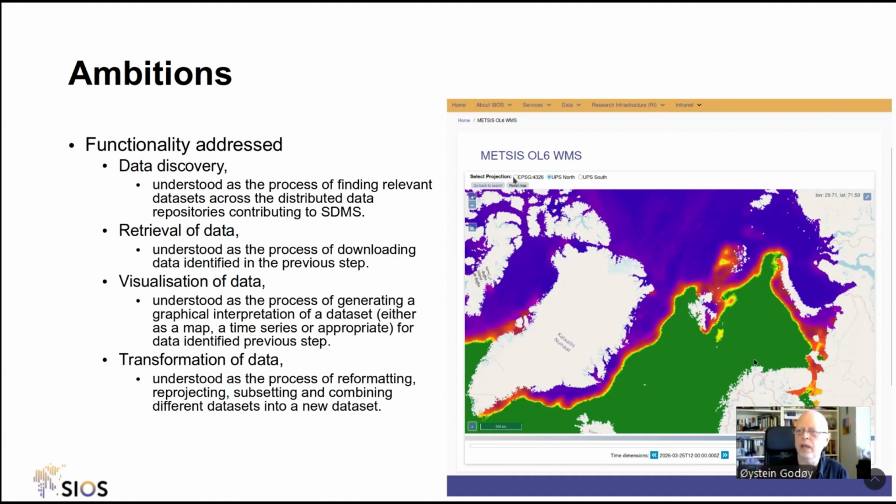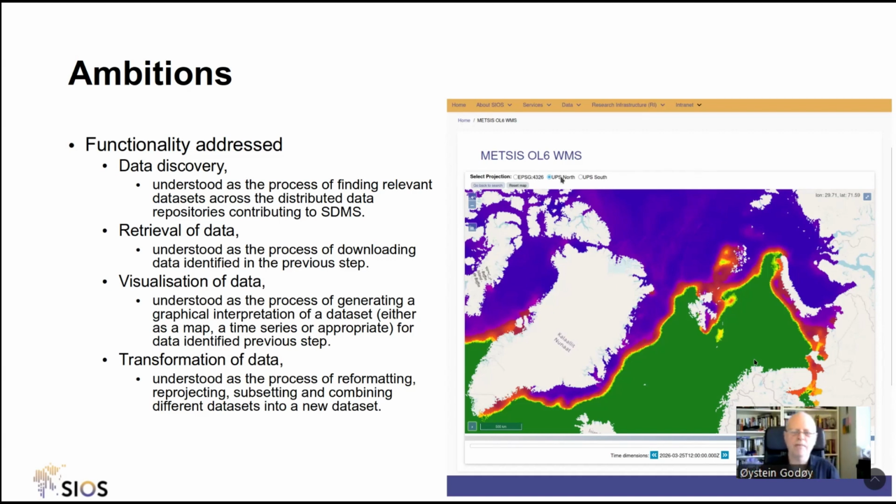Up here, you can switch between map projections. Of course, UPS South doesn't make sense here. It's basically for data in Antarctica. And then this is the Mercator, or the standard latitude-longitude grid. And this is a polar stereographic projection.